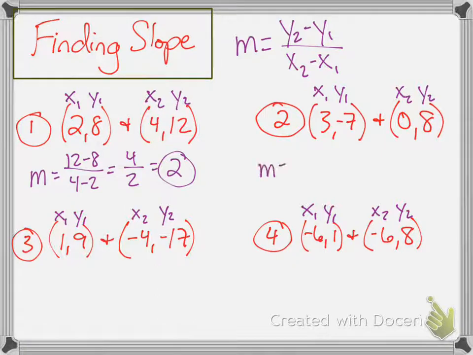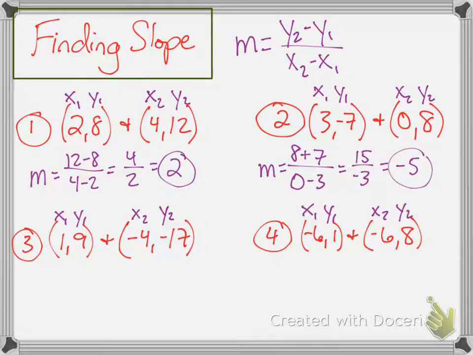Second one, same idea. y2 minus y1 would be 8 minus negative 7 over 0 minus 3. 8 minus negative 7 is the same thing as 8 plus 7, so you can write it as I've got it right now, or as you write it out, you can change it since it's a double negative, make it into a positive. I don't care which way you do it as long as it's correct math. Either way, 8 minus negative 7, 8 plus 7 gets you 15. 0 minus 3 is negative 3. Don't lose track of negatives. It's the easiest mistake to make. Simplify. 15 over negative 3 is a slope of negative 5.